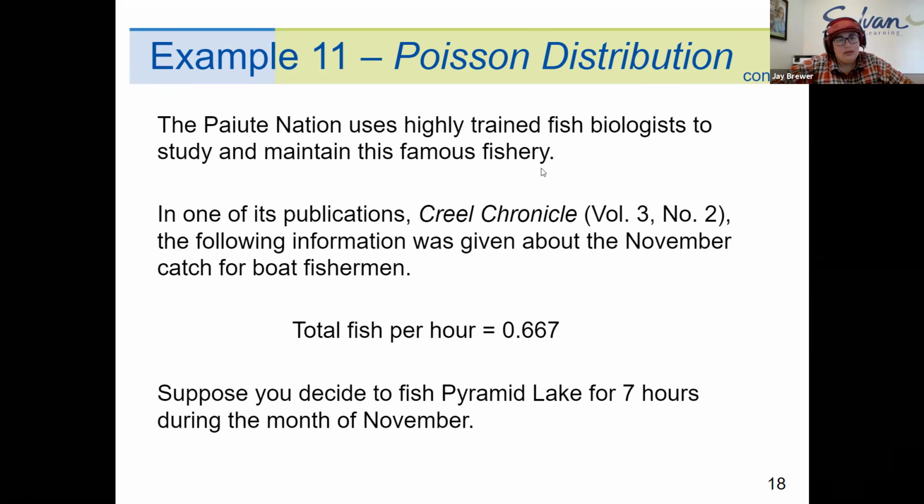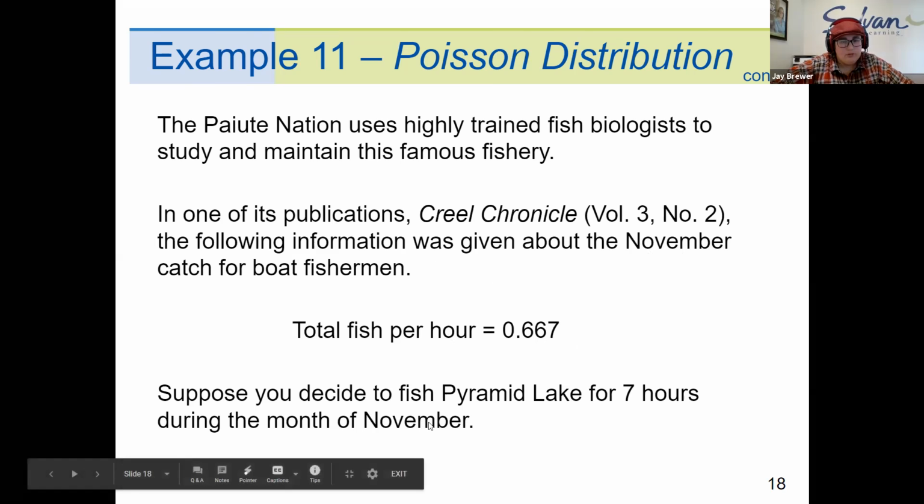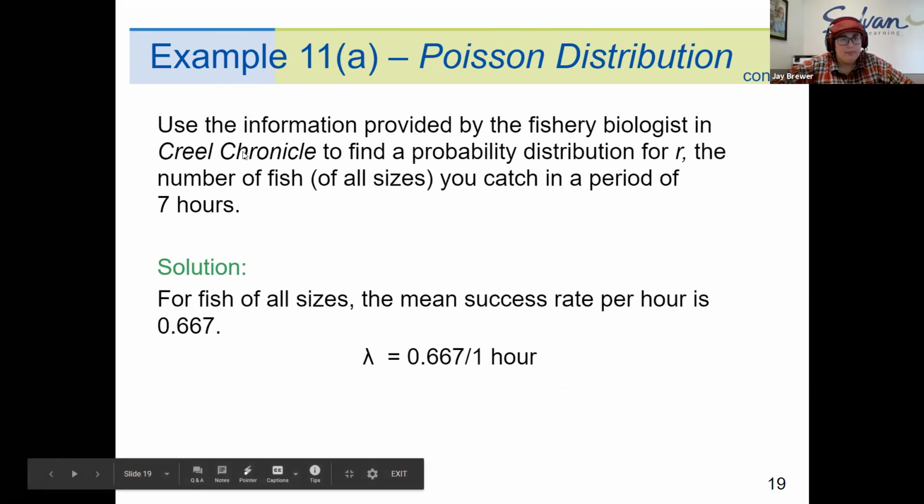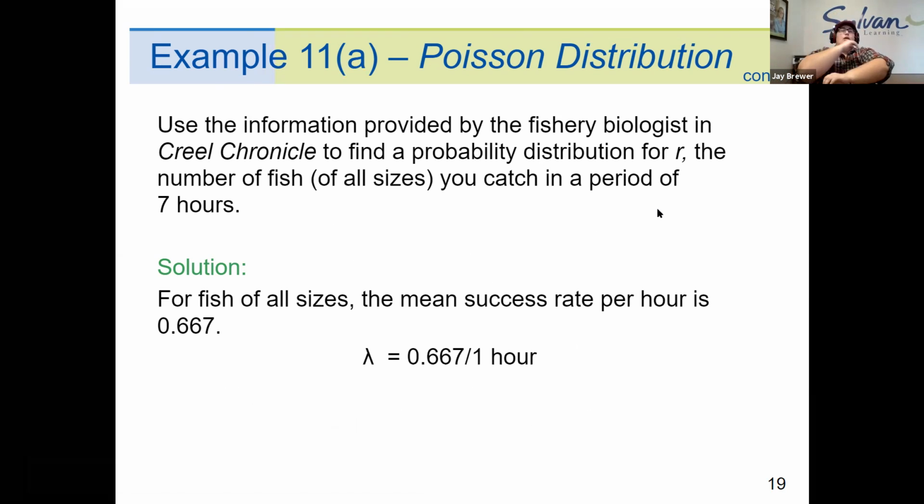The Indian nation there uses highly trained fish biologists to study and maintain this famous fishery. In one of its publications, the following information is given about the November catch for boat fishermen. So the total fish per hour was 0.667. Suppose you decide to fish Pyramid Lake for 7 hours during the month of November. Use the information provided by the fishery biologist to find a probability.